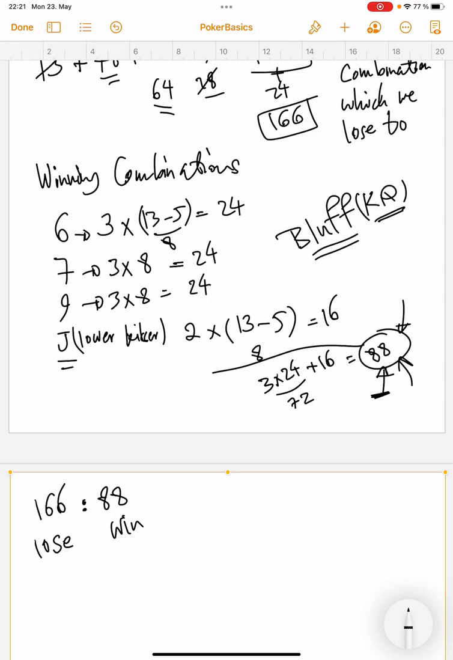So in terms of percentage, how much will that be? It will be 88 over 88 plus 166. Let me calculate this quickly. 88 plus 166 will be 254. So 88 over 254 will be almost 35%.